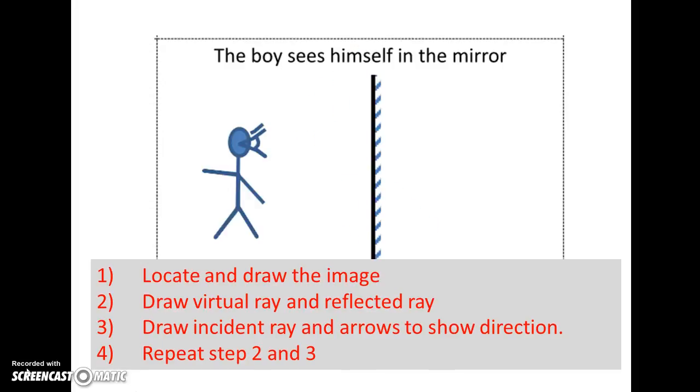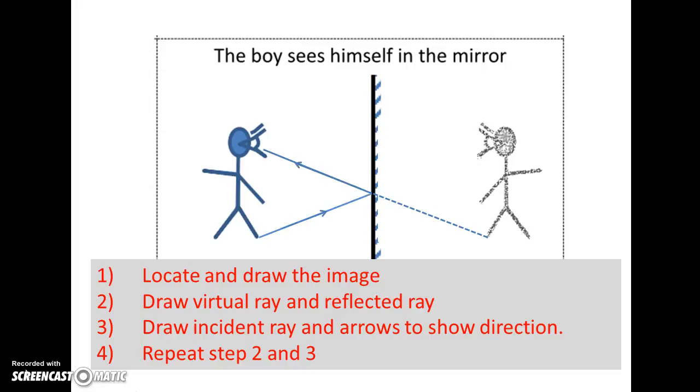Next, the object is a boy, and so the image would also be a boy, laterally inverted, left side right. Similarly, you draw the virtual ray and reflected ray, and then finish it with the incident ray.